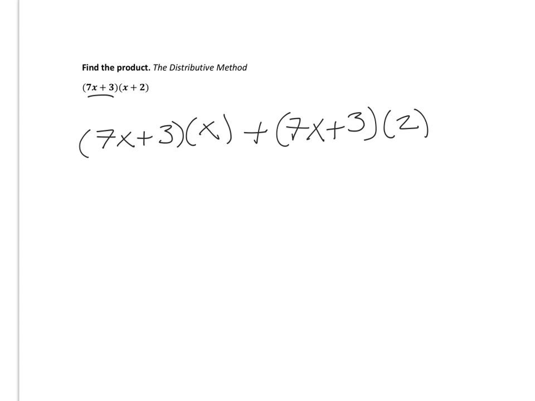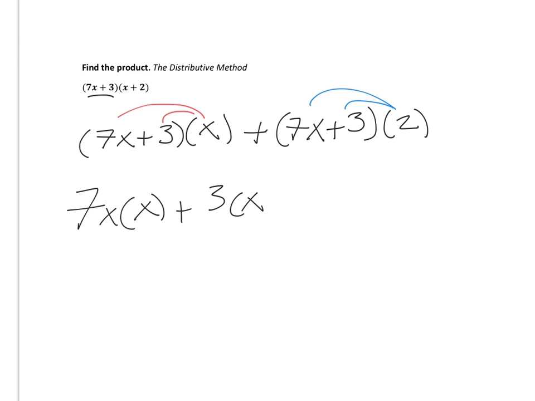Now we are left with a distributive property again on both of these. And so we are going to distribute this x into both of those guys and this 2 into both of those guys. And it looks like this. 7x times x plus 3 times x, plus 7x times 2 plus 3 times 2.